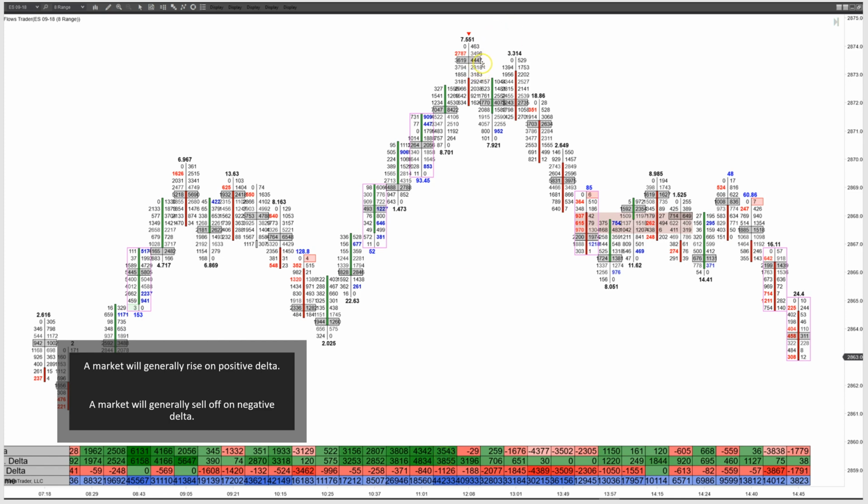Markets will generally sell off on negative delta: minus 29. Okay, you've got one bar with positive delta. Then minus 1676, minus 4377, minus 3502, minus 2305 as you start selling off. And like I said, oftentimes this is how delta looks. There's no discernible reading that you can put your hand on. It's minus 3000, plus 500, plus 3000, plus 2800.